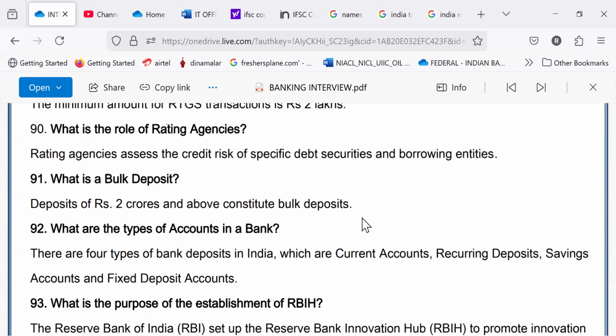Rating agencies assess the credit risk of specific debt securities and borrowing entities.